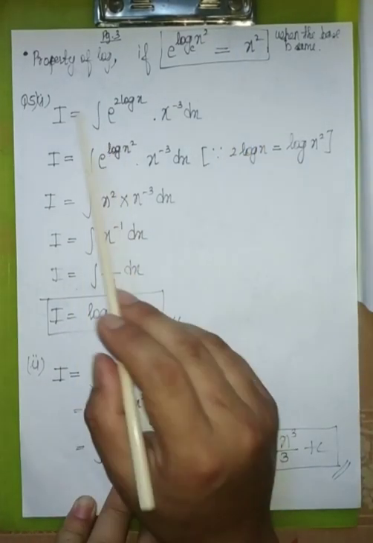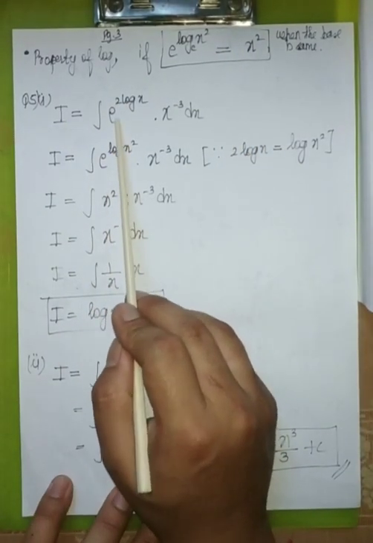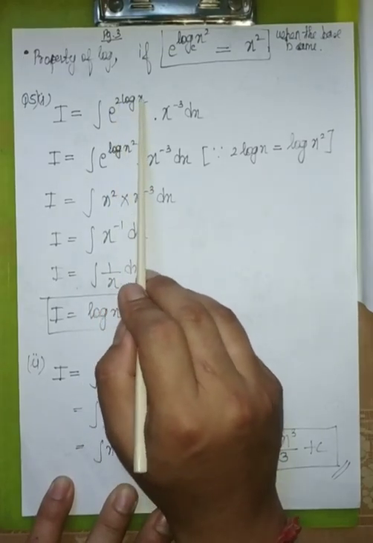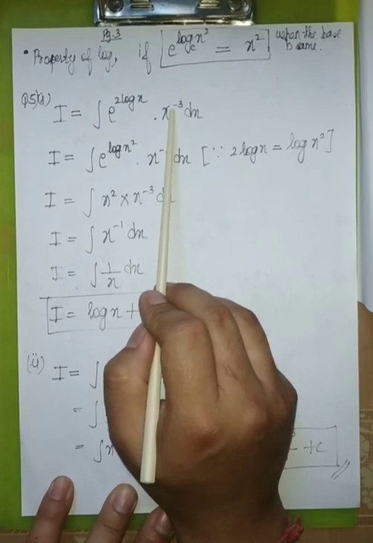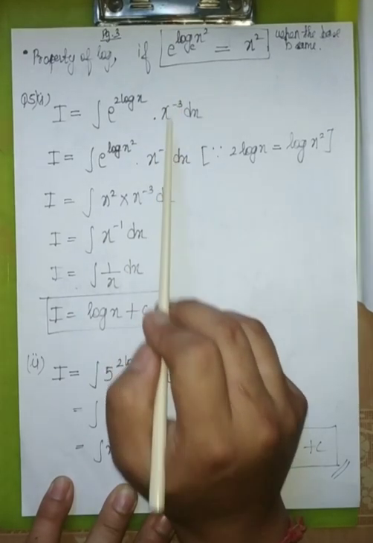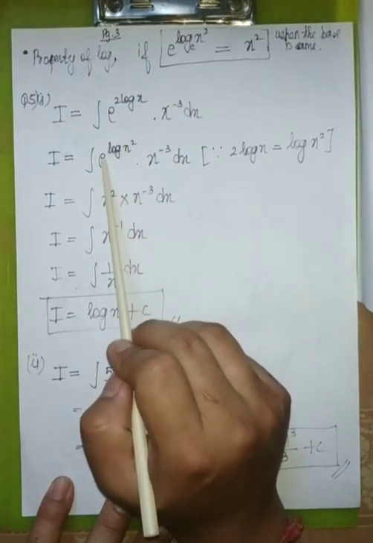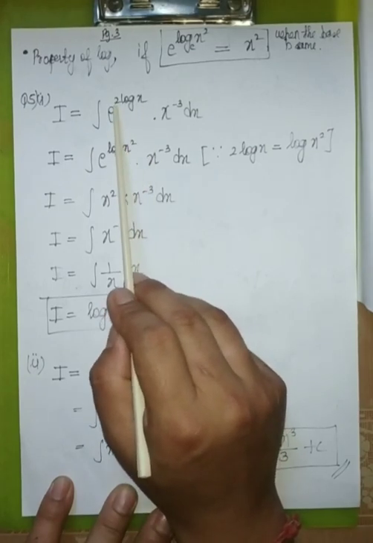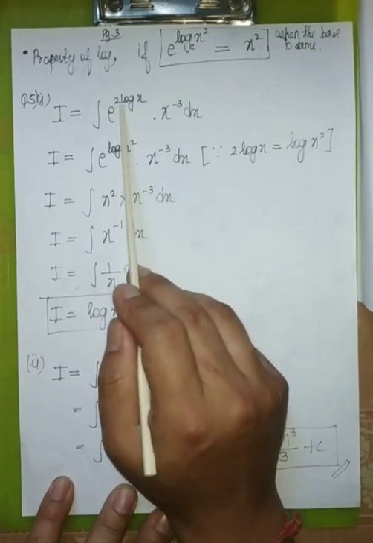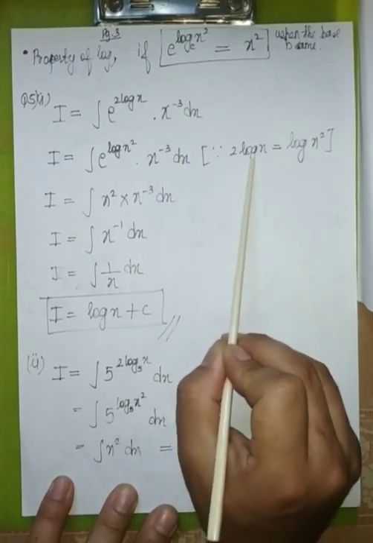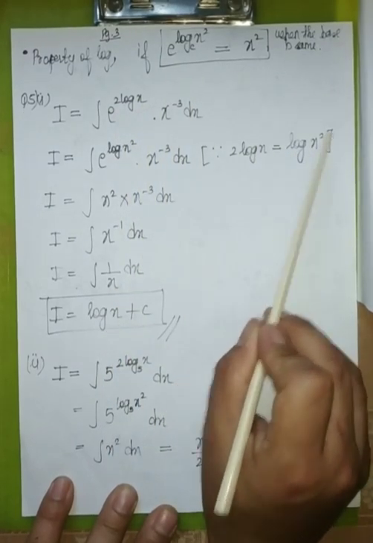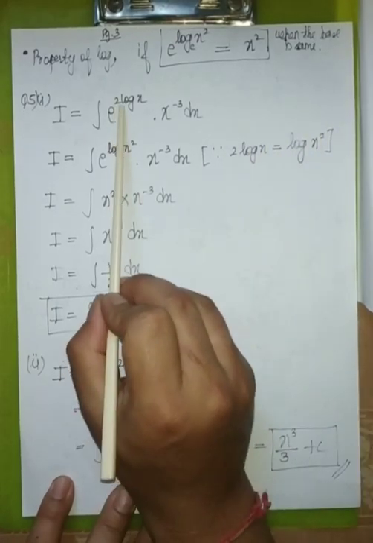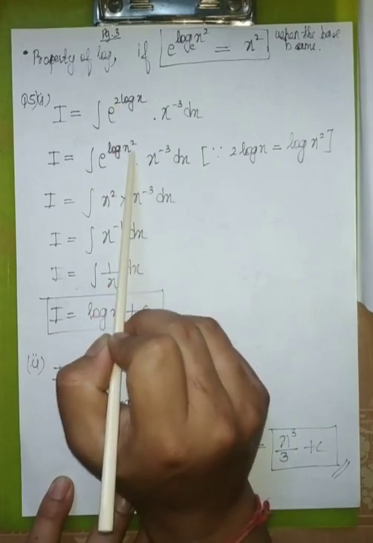Number 5 part 1. Integration e to the power 2 log x into x to the power minus 3. Okay, keep this as it is, but here what I can do is, e to the power 2 log x, I can use the property of logarithm out here, not this property here. I can use this property of logarithm. 2 log x means log x square. 2 log x means log x, so the coefficient becomes the power. So here the coefficient becomes the power, which means this.